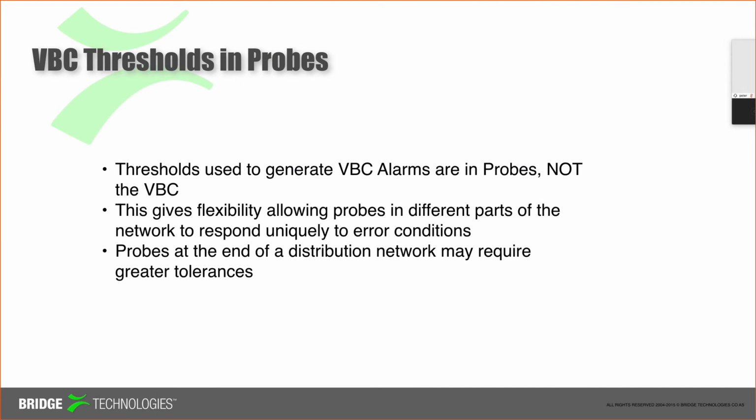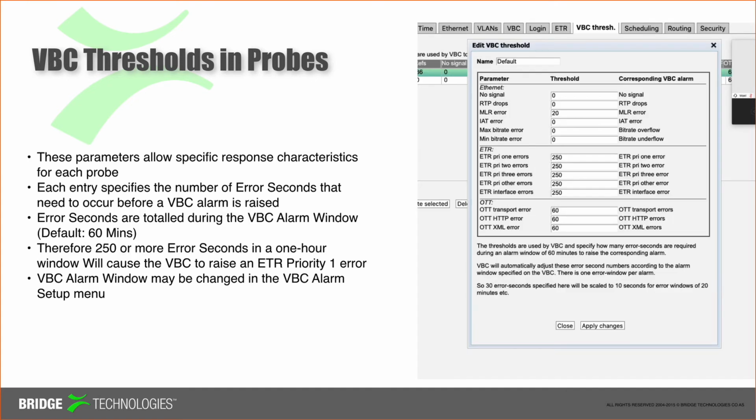Thresholds are used to generate VBC alarms. They're actually in the probe itself, so every probe can report to the VBC differently. Probes are not all the same, and this gives the flexibility to allow probes in different parts of the network to respond differently. So the VBC threshold is in the actual probe, in the VBC threshold setup.